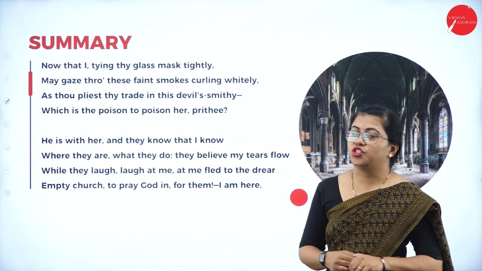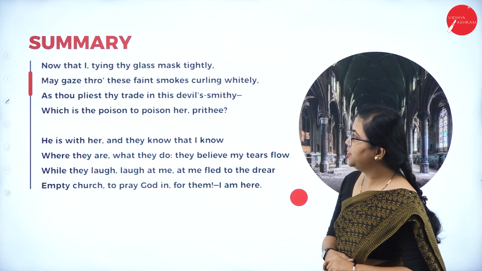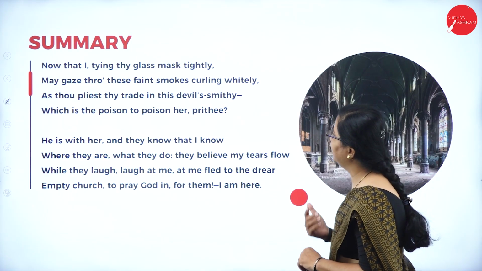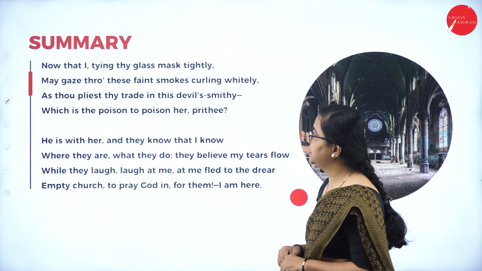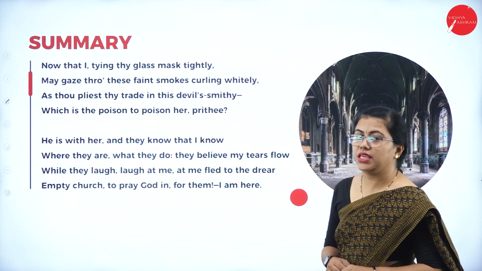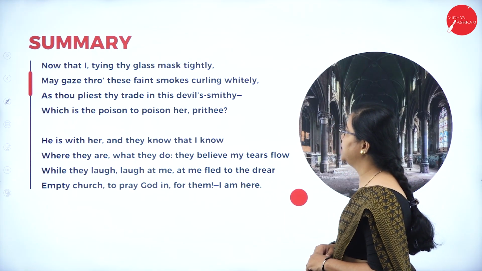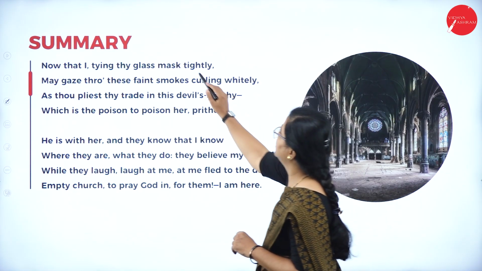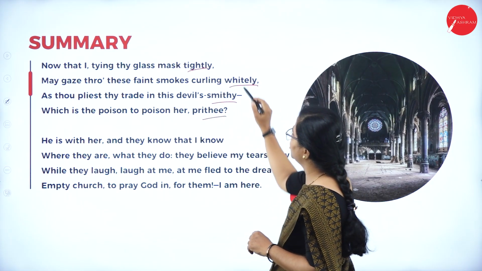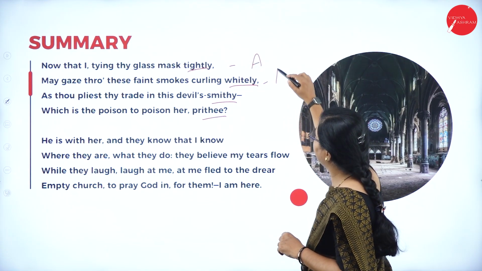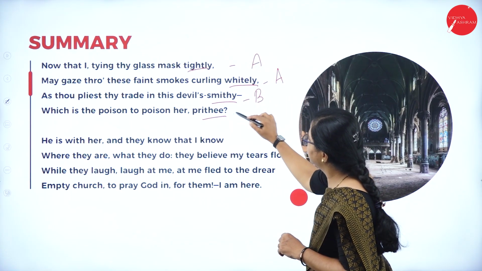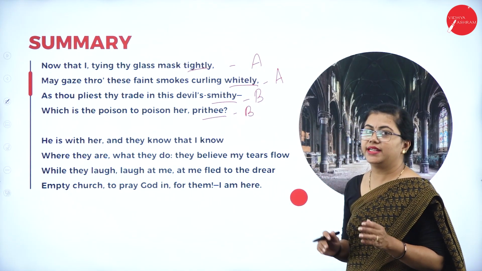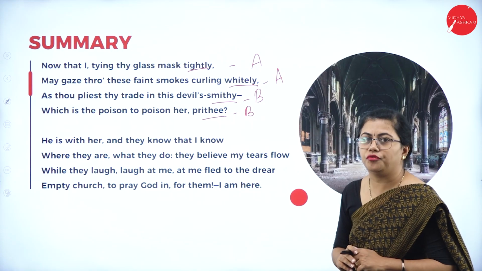Now that I, trying thy glass mask tightly, may gaze through these faint smokes curling whitely, as thou pliest thy trade in this devil's smithy, which is the poison to poison her, prithee. So here you can see the rhyming words, fine: tightly, whitely, smithy, prithee. So this actually follows a rhyme scheme. Okay, there is a rhyme scheme here. So it ends in the end of the line only. The sentence looks complete at the end of the line.